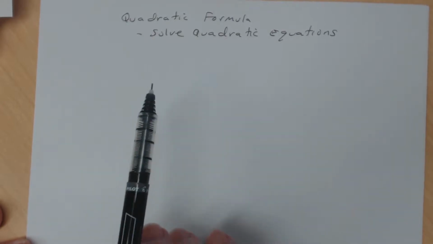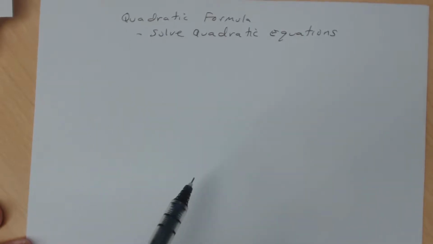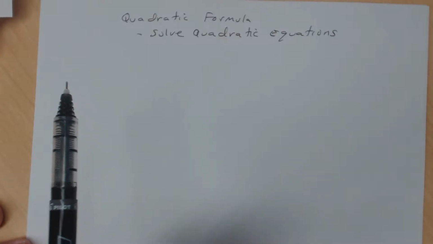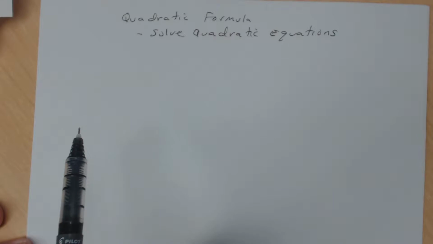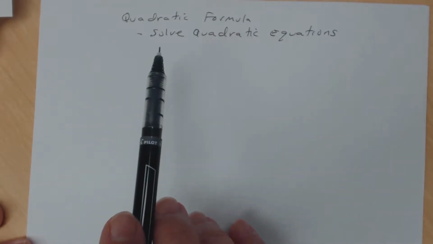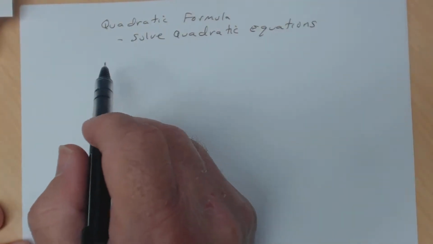Now, the derivation of the quadratic formula we're not going to do in this lesson. It does require something called completing the square, which we're not going to discuss. So that's why we're not going to derive the quadratic formula. So I'm just going to go ahead and give you the quadratic formula.